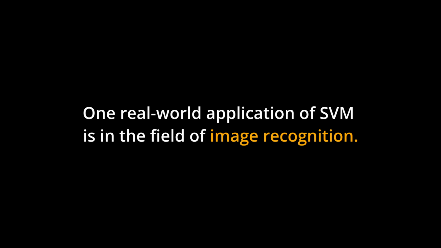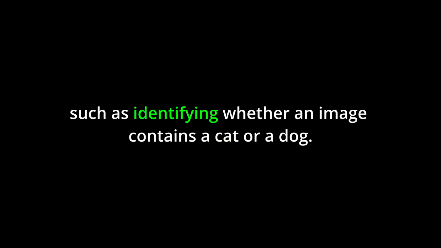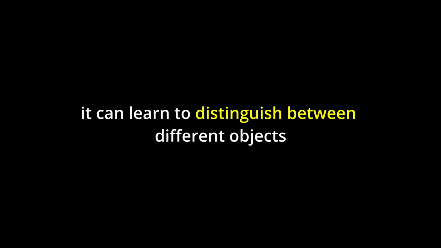Real-world application. One real-world application of SVM is in the field of image recognition. SVM can be used to classify images into different categories, such as identifying whether an image contains a cat or a dog. By training the SVM on a large dataset of labeled images, it can learn to distinguish between different objects and accurately classify new images.